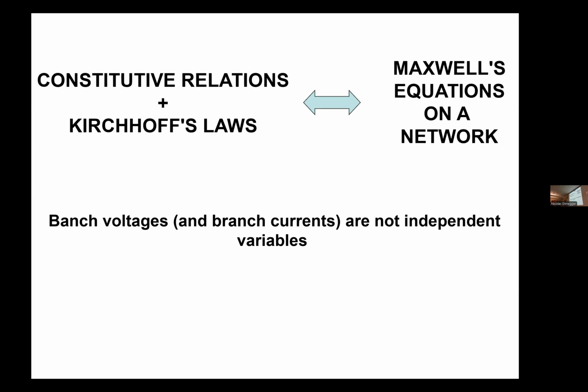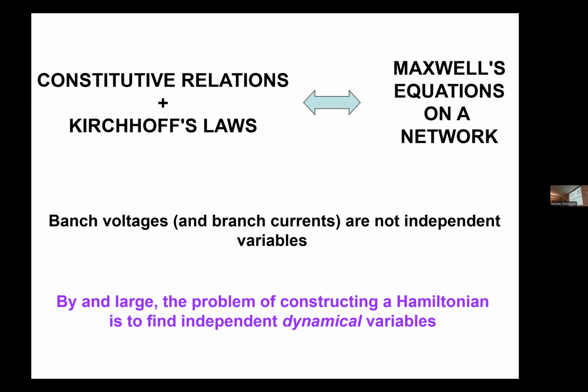Again, sorry, there's an error here. The branch voltages and the branch currents are not independent variables. So our mission is to get to an independent set of variables. This is what I'm going to do in the remainder of this talk: give you a method to arrive, in let's say 98% of the cases, at this construction.